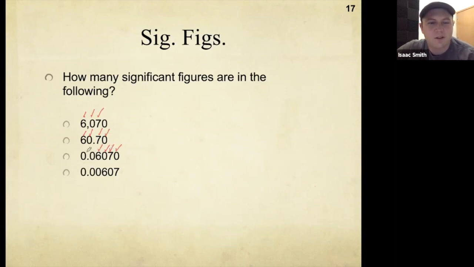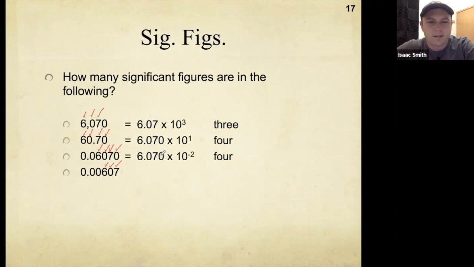These two zeros, though, are not significant because they don't meet any of those other criteria, okay? And this last one, the 6 and the 7 are significant, and the 0 is significant because it's between two significant figures. And then these 3 are not significant as well, and you can look at the criteria to see that. Okay, so we got 3 in the first one, 4 in the second, 4 in the third, and 3 in the fourth one here. Okay.